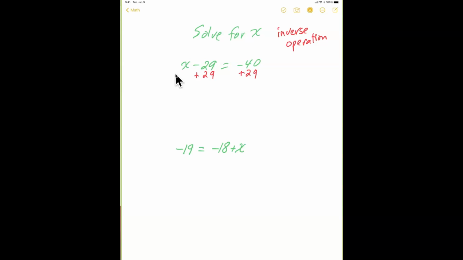We have to add 29 here and add 29 here. And so this will be a good workout for your positive and negative integers. How will you do those operations? So this is like matter and antimatter. Positive 29 is like matter, and negative 29 is like antimatter. They meet and destroy. They cancel each other out, leaving just x. And x is equal to negative 40 plus 29.